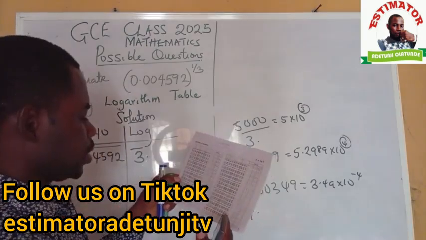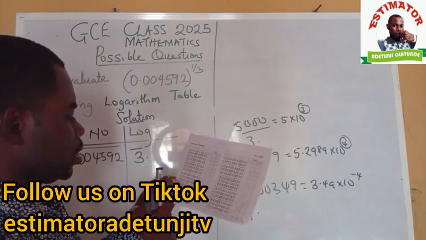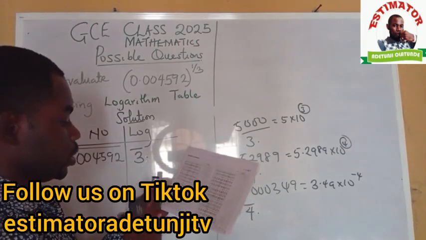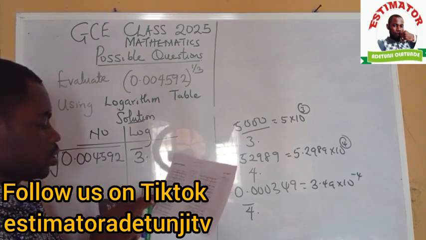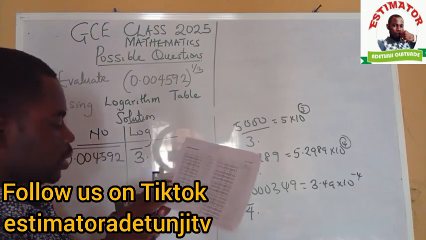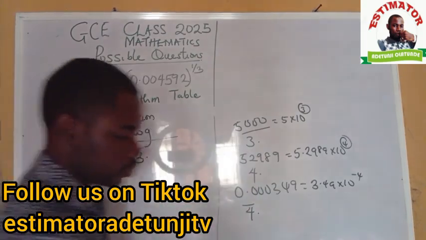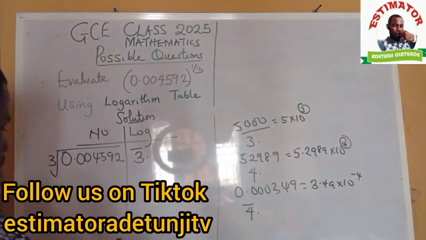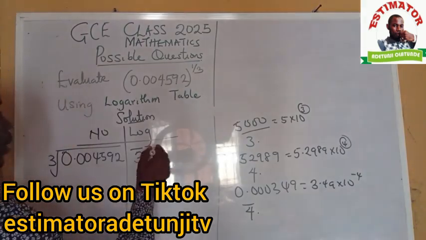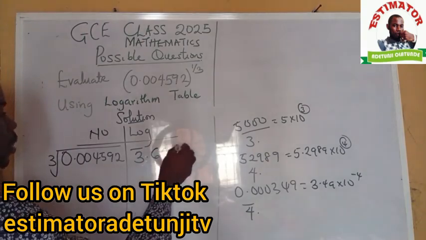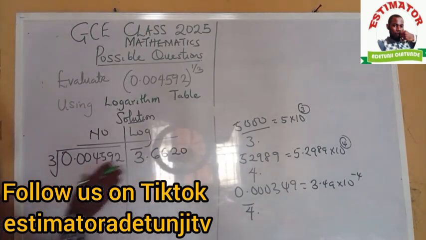Yes, I can see 6620. 66 in addition under 9 difference 2, 6620. That's what I'm saying. So I will write it down. 6620. That is the logarithm value for this one.